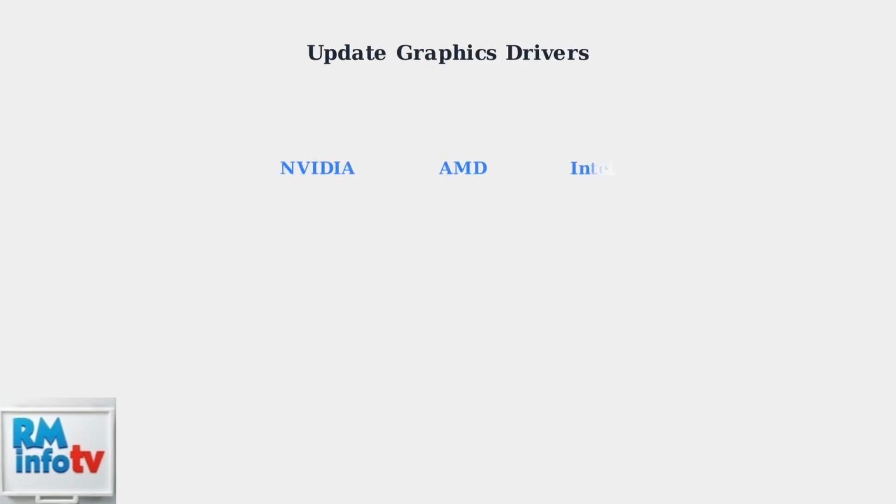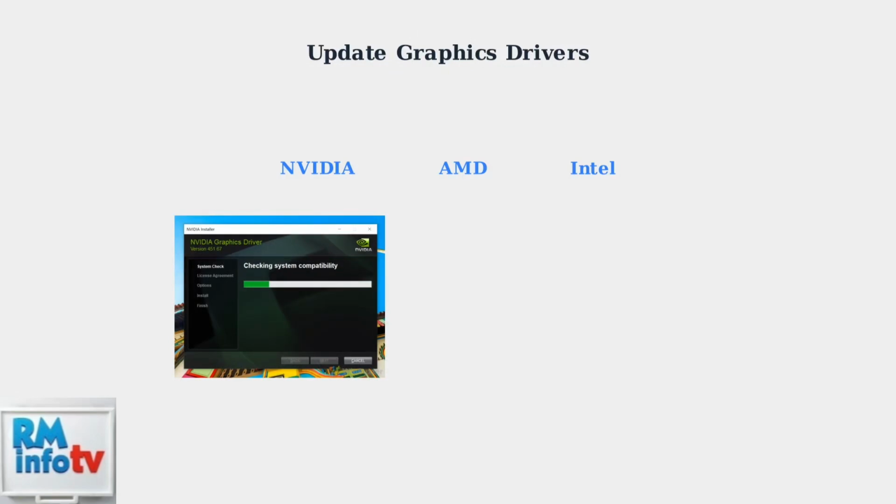Outdated or corrupted graphics drivers are another common cause of no signal errors. You'll need to update your graphics drivers from the manufacturer's website. For NVIDIA graphics cards, download the latest drivers from the NVIDIA website. The installer will check system compatibility and guide you through the update process.